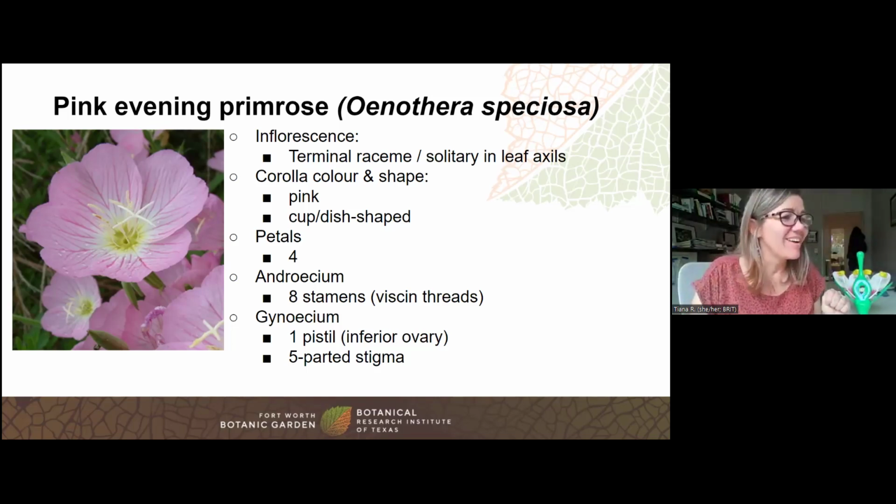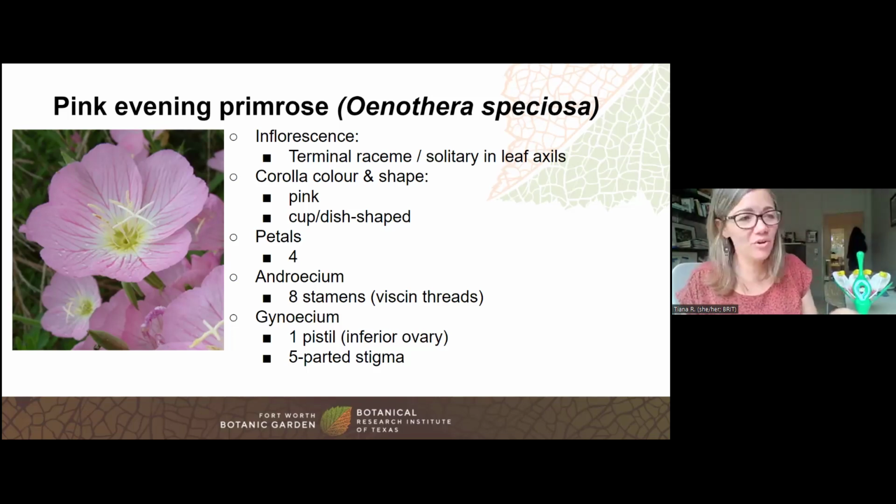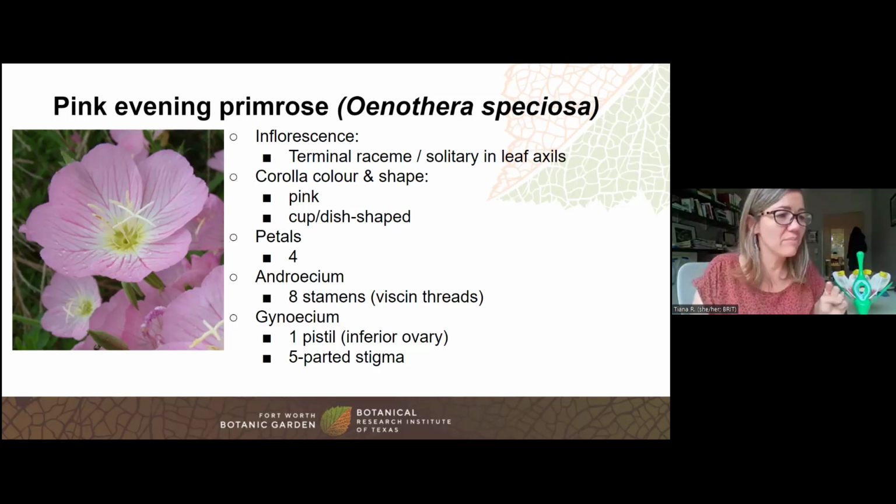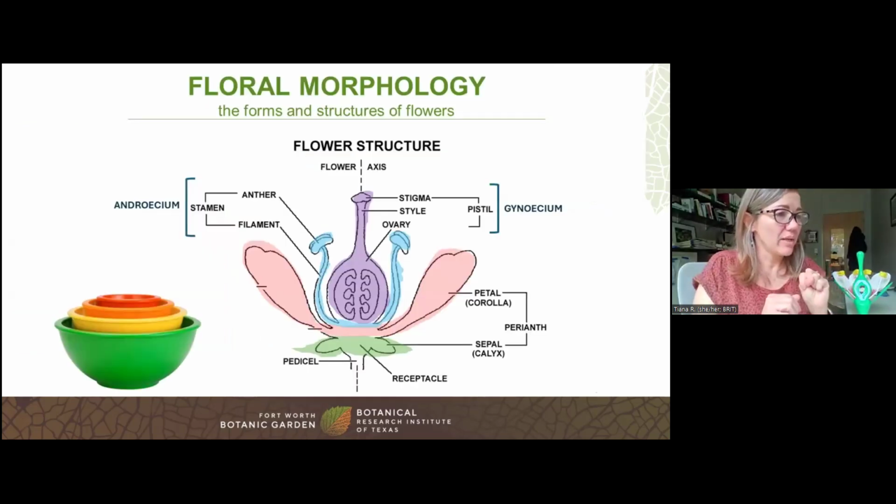Okay, the androecium, you're going to have to take my word for it in this case, but you'll see some more photographs. There are 8 stamens. The gynoecium has 1 pistil and an inferior ovary. This is something we didn't really talk about yet, but I'm going to go, and I'm sorry, I have a typo. That should be a 4-parted stigma there. Let's go back to our diagram really quickly.